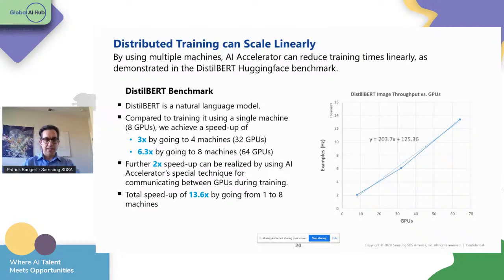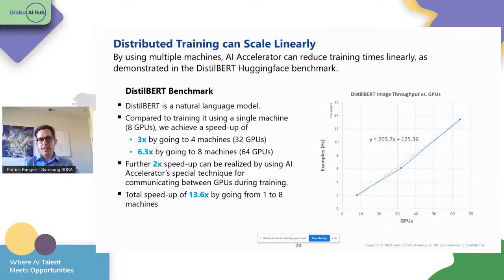Now, training a model like this is a very time-consuming task. It can take months on an individual computer. So splitting it across multiple computers becomes very relevant, and it can reduce the training time from weeks to just a few hours. Now, you can see on the image here that as we increase the number of GPUs, the horizontal axis here, the amount of training examples that we can show per second, so examples in hertz, that's number of examples per second, increases linearly.